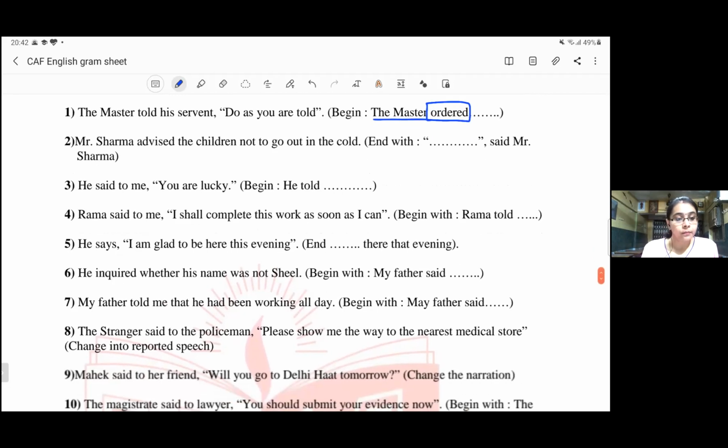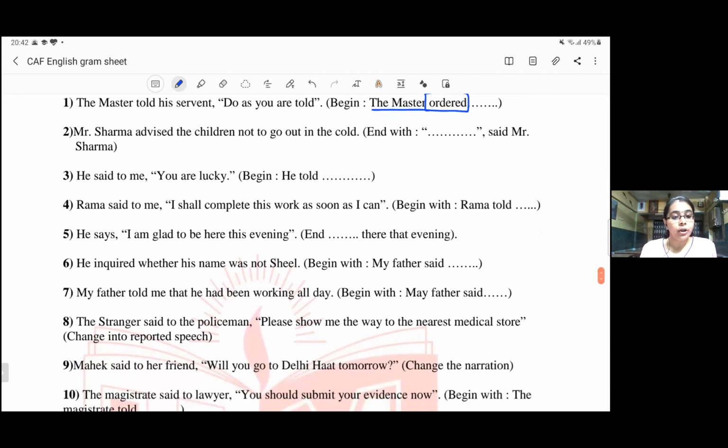Third, he said to me, you are lucky. Begin with he told. He told me that I was lucky. This is an assertive sentence.